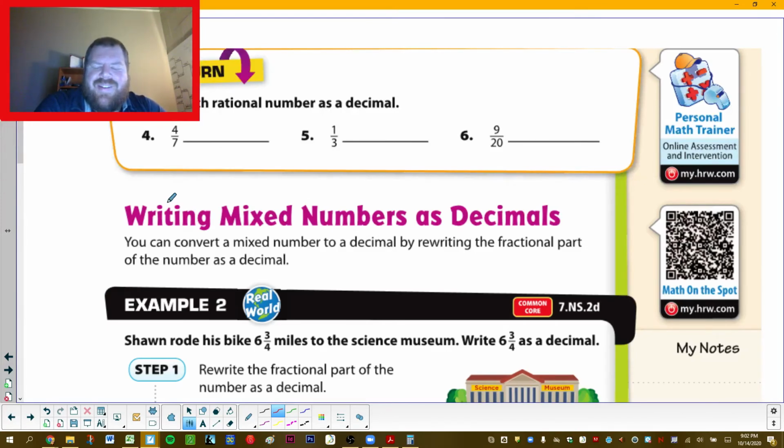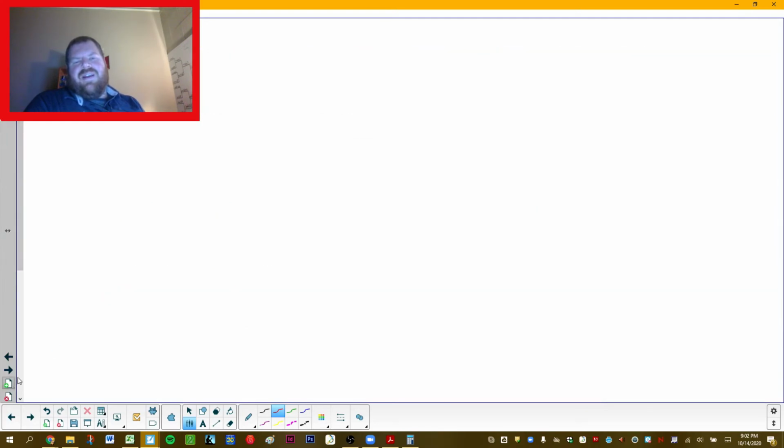I'm glad I talked about that. Write each rational number as a decimal. So here you would want to use division and find your repeating pattern. The problem with this, they sure didn't give you enough room to do that. Okay, I'm going to go ahead and look at one of these. I'm going to look at 4 divided by 7.